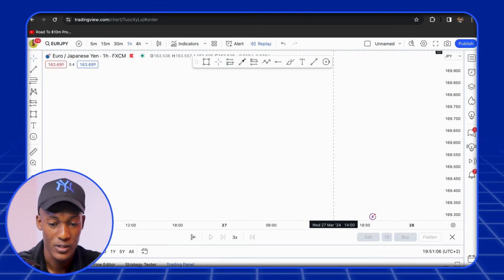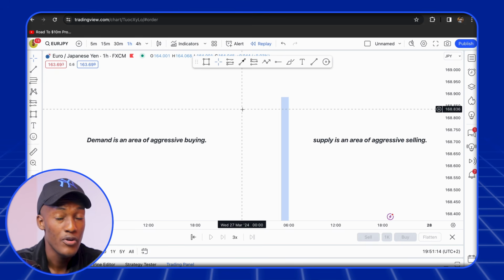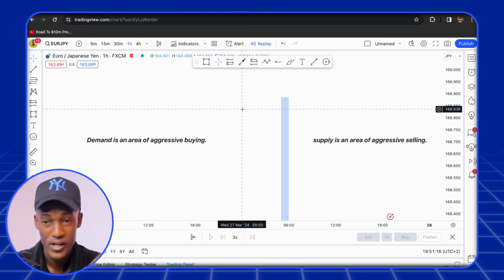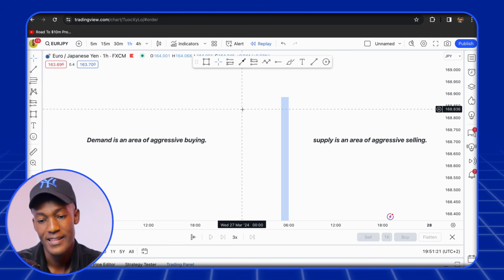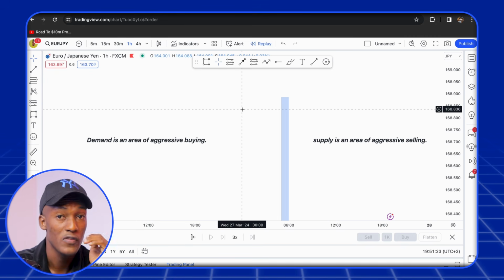What's demand and what's supply? Demand is an area of aggressive buying, meaning, well, at these levels we have strong buyers in the market, okay? And then supply is just an area of aggressive selling.